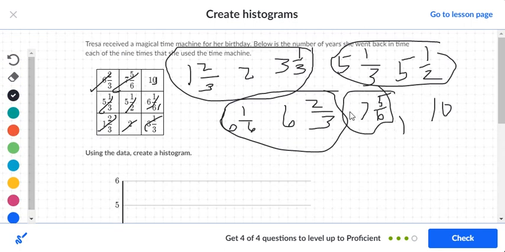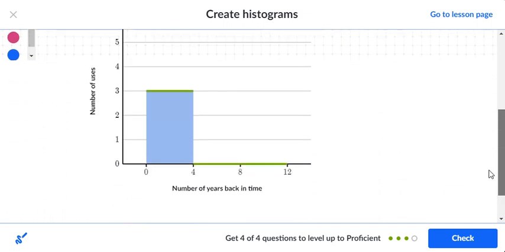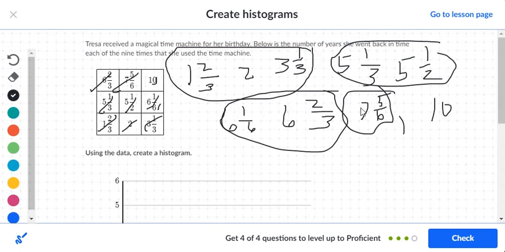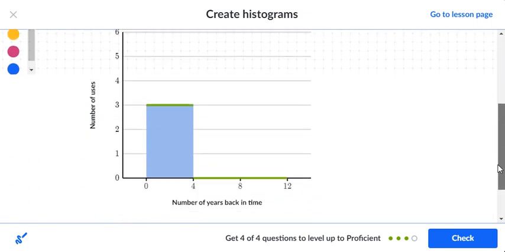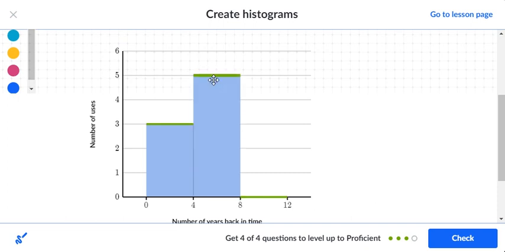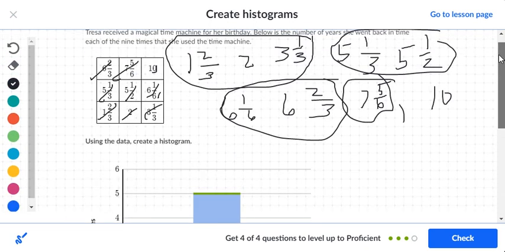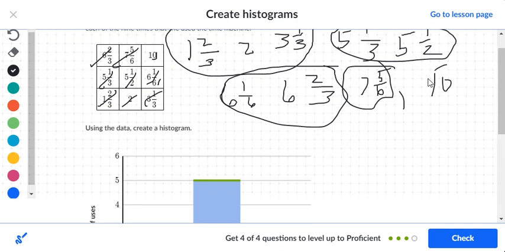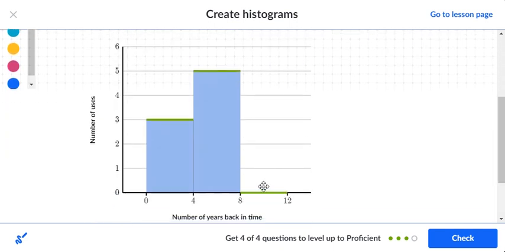So we want to take 1, 2, 3, 4, 5. So these pieces of data here, because we want them to be greater than 4, which they are, but less than 8. So that should represent 5. And then the last part is just the 10 by itself. So the 10 by itself, we just have 1.